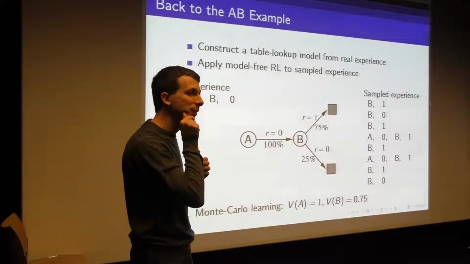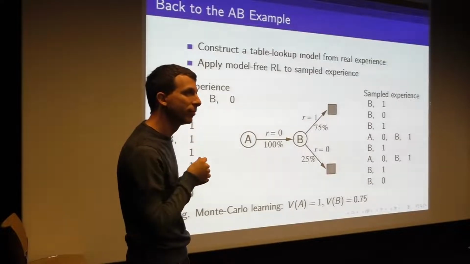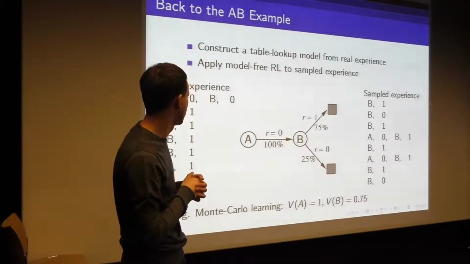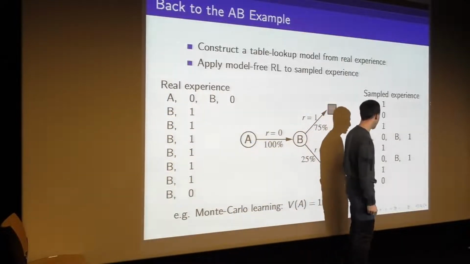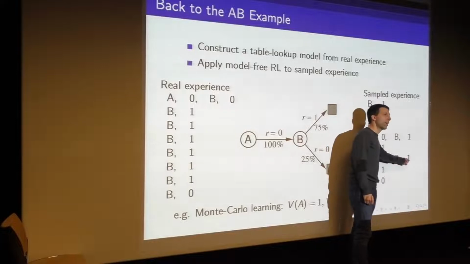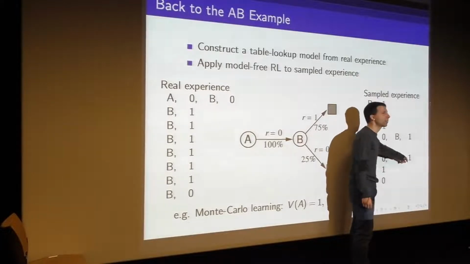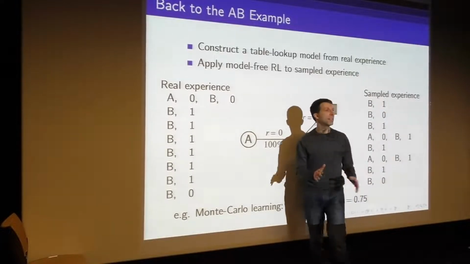Just a simple one. How do we get v of A is equal to 1? Because we get 0 from A, right? No, we're looking at the return, remember, with Monte Carlo learning. So you start here. The whole return is what we're averaging over. The whole return is 0 plus 1, if we're assuming this is undiscounted.